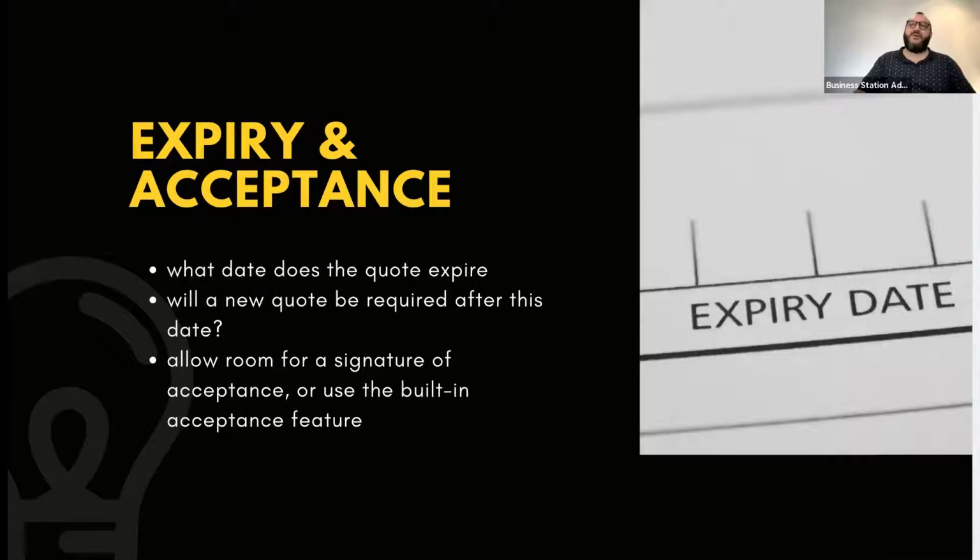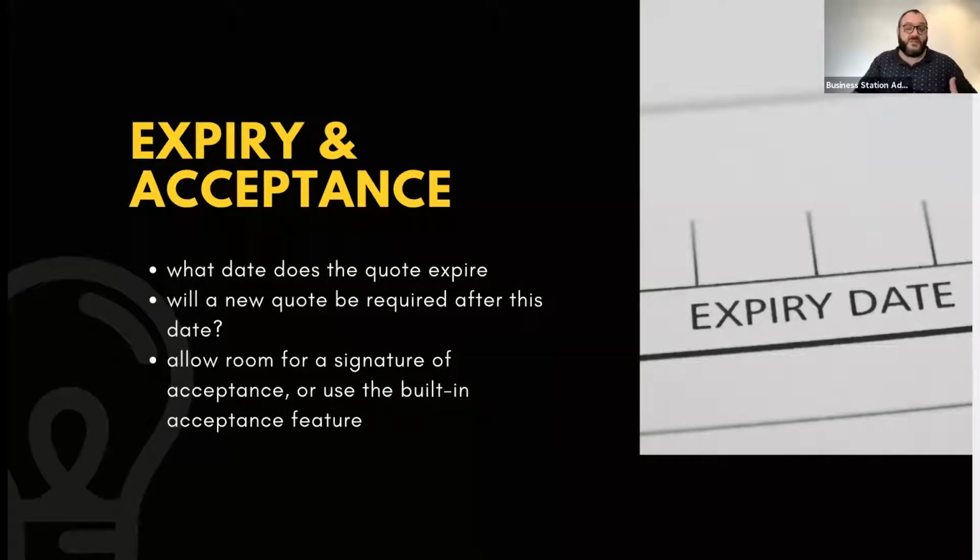Expiry acceptance is important too, because it's telling them when your quote is valid until. So this allows you to cover the fact that prices of your materials change, prices of your services change. You can say that this quote is only valid for 30 days. You have to accept it within 30 days. Otherwise, the price could change. Now, the price could go down, it could go up.